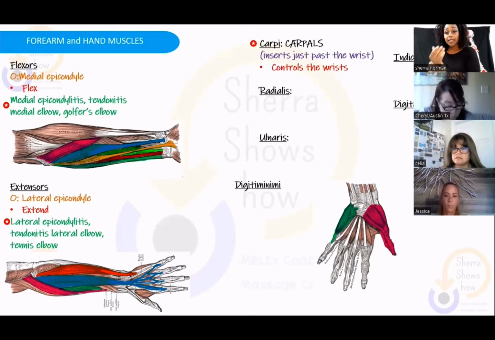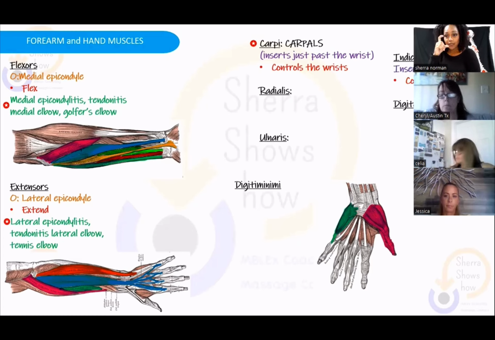So carpals means wrist. It controls the carpals. It controls the wrist. So when you have flexor carpi radialis, that muscle starts on the medial epicondyle because it is a flexor, and it's going to control the wrist because it is a carpi, and it's going to insert somewhere just past the wrist because it controls the wrist, okay?